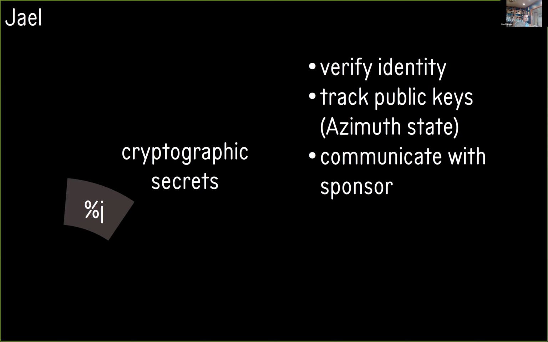Jael keeps track of Azimuth state, so it keeps track of the public key, someone else's public key that you know, or the ability to look it up if you have not previously communicated with this ship before. So this is essentially how you encrypt and decrypt values, using Jael here. As a vane, like Behn, it's basically complete. It's not really clear what else you would ever need to change to make this work correctly.